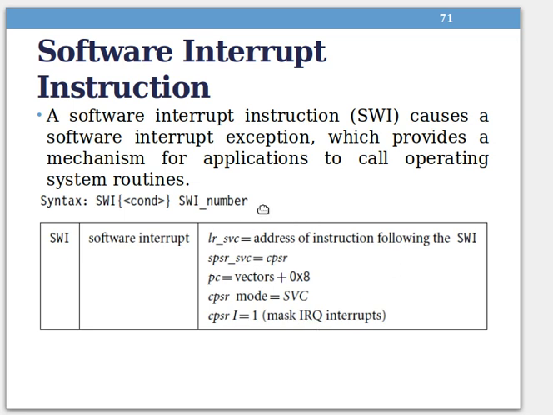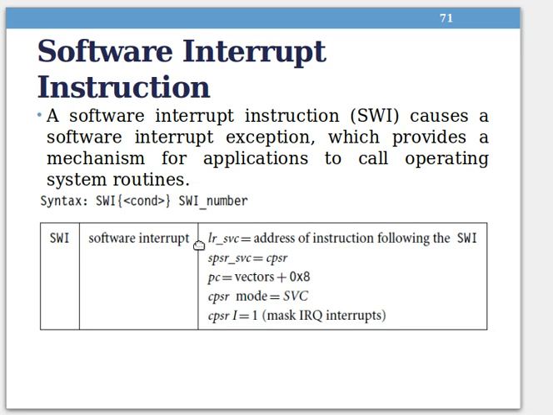Now the current PC value holds the address of the next instruction after the SWI. What will happen is PC should be loaded with the vector address of the OS routine. That's why you can see vector plus 8 is given. So if vector is equal to 0, it's 0 plus 8. It's going to jump to that particular location.